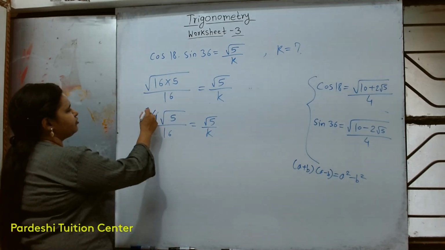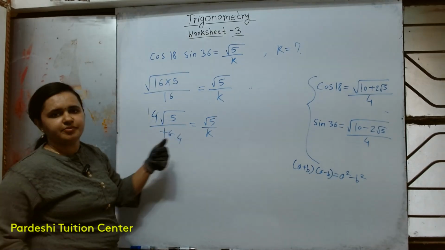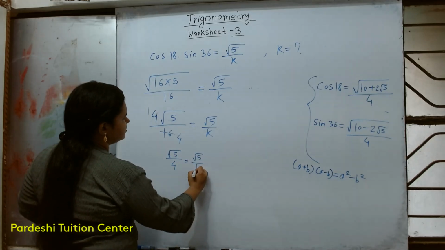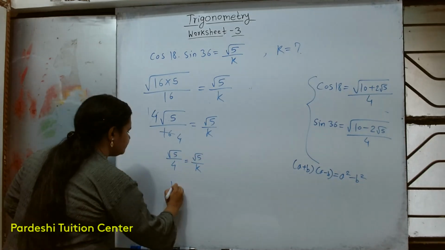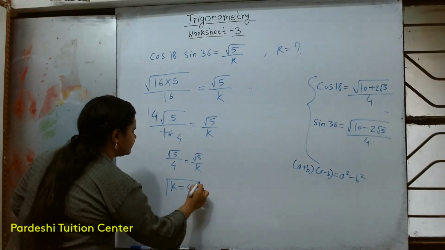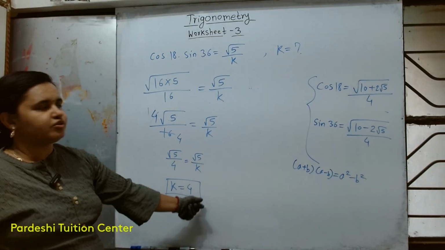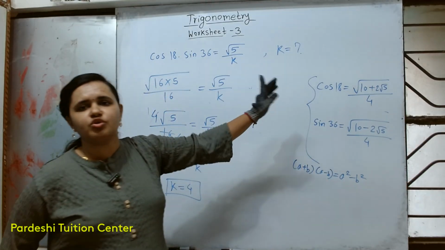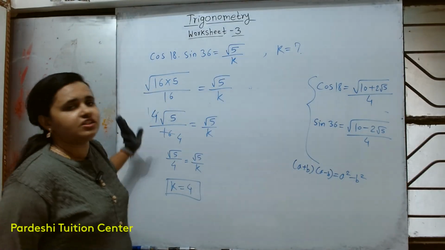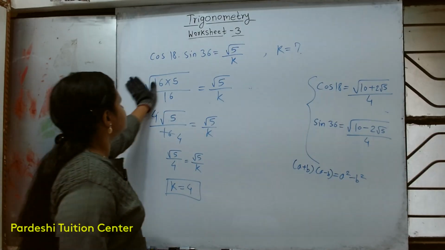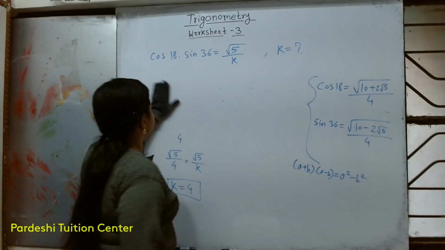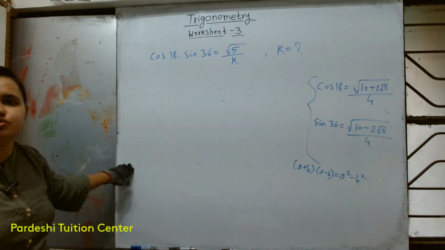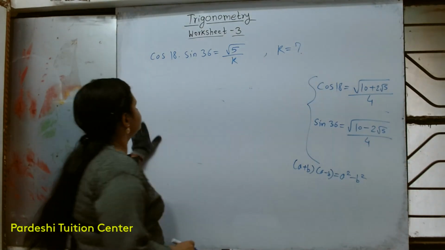So 4 ones are 4, 4 fours are 16. What is remaining? Root 5 by 4 equals root 5 by k. So k will be equal to 4. We got the answer, k is equal to 4. We have just put in the values of cos 18 and sin 36. If you know these values, you can easily solve this sum. Just remember the values. So k is equal to 4 for question 24.